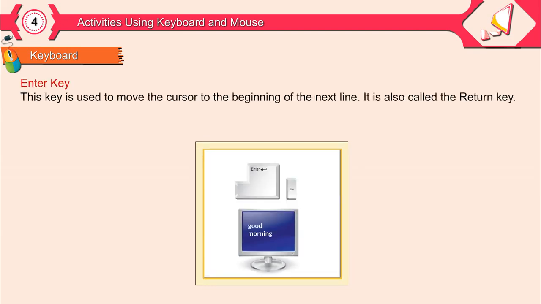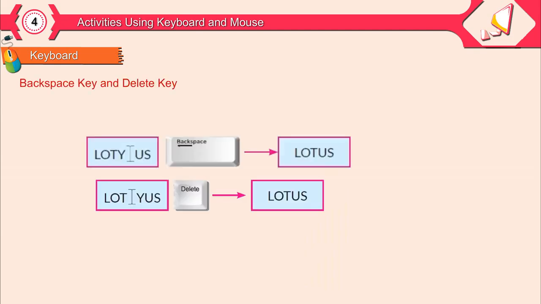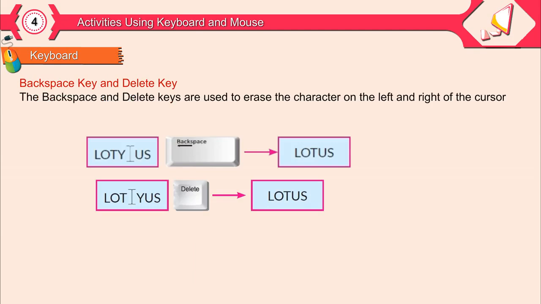Enter key. This key is used to move the cursor to the beginning of the next line. It is also called the return key. A keyboard has two enter keys. Backspace key or delete key. The backspace and delete keys are used to erase the character on the left and right of the cursor respectively.